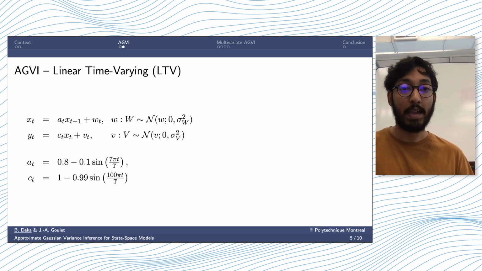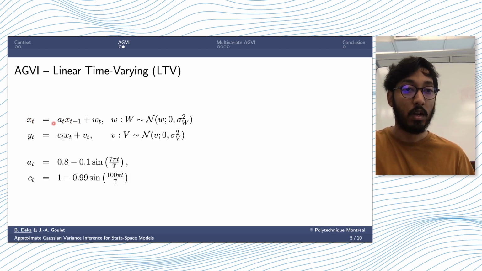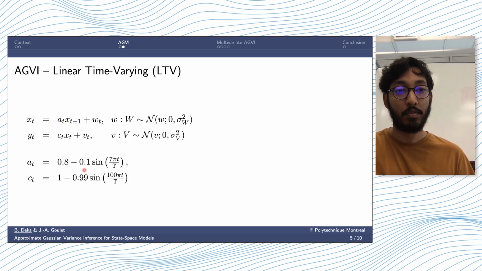Let's move on to an example, and this is the case study that we provided in our paper. This is a linear time varying case study where in the state space model we have a transition equation as shown by this equation here, where x, the hidden state at time t, is connected to x at time t minus 1 through this term A_t, which is a function of time itself, plus W_t, which is the process error, and this process error is modeled again using a Gaussian random variable with mean 0 and variance sigma squared W.